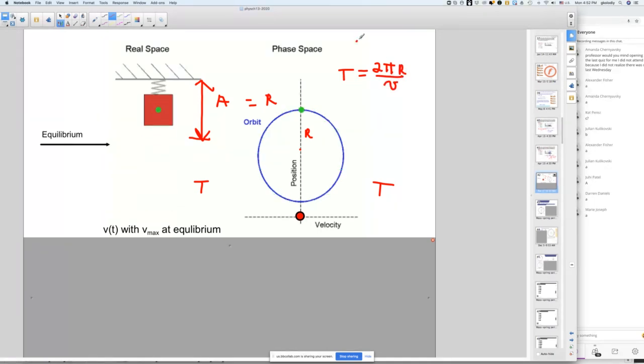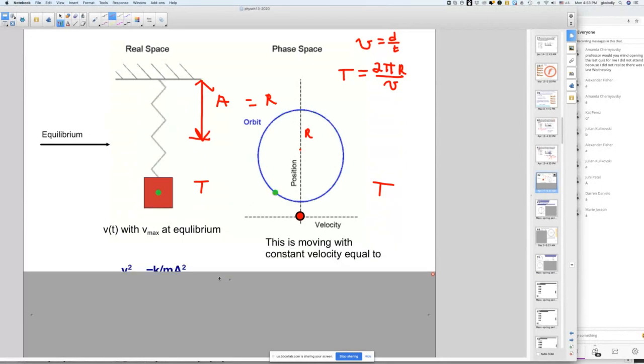This comes from the fact that the velocity is distance over time. If T is one period, the distance is 2 pi r, and T will be d, which is 2 pi r, divided by v. This is pretty easy. And here, v basically is constant. So it's not like it changes all the time like over here. It just stays constant. So we're going to use this.